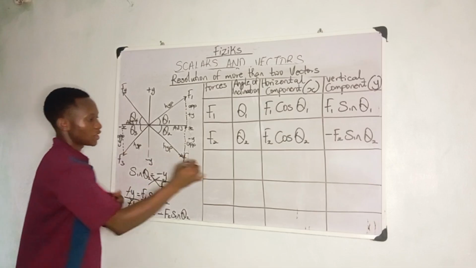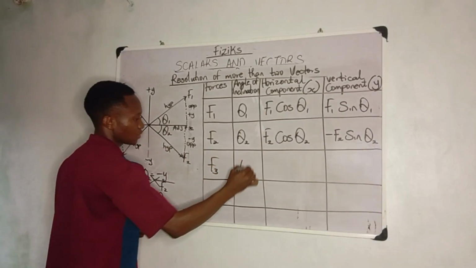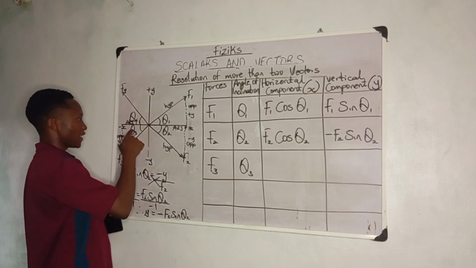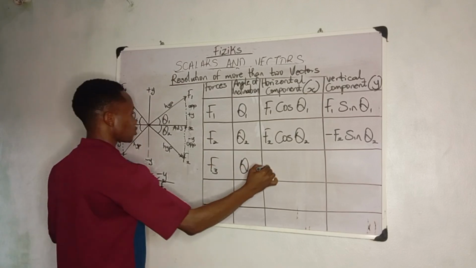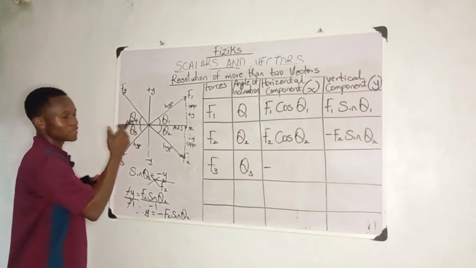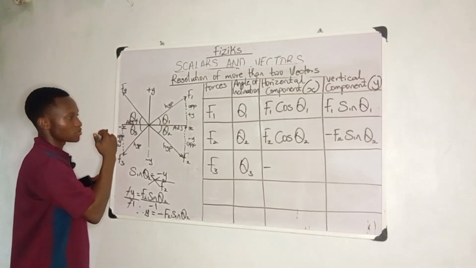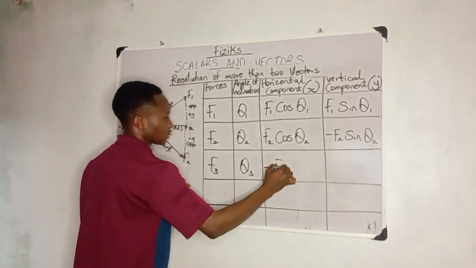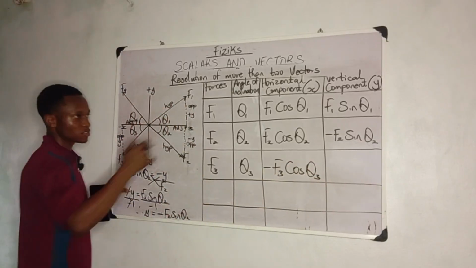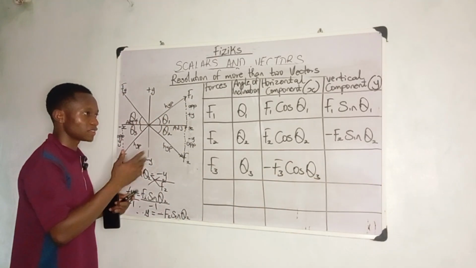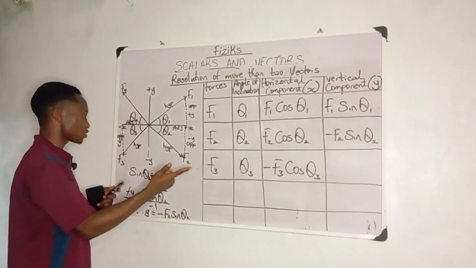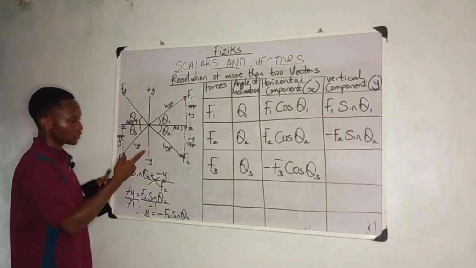Now, mind you, I will be putting f3, theta 3. So the next thing is going to be f3. But I should be putting minus. Why should I put minus? The x is in the negative x direction. So it's going to be minus f3 cos theta 3. I'll still tell you something about this table we're filling at the end of the table. I'll give you a tip or a hint on this. And let's go to the other one.